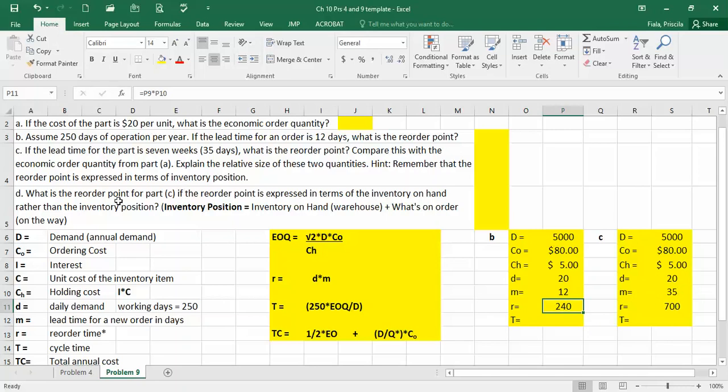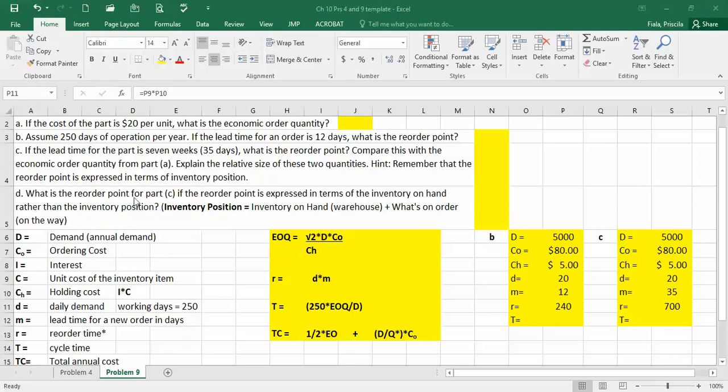And that's when part D comes in, and right here it tells you to explain the relative size of the two quantities. Hint, remember that the reorder point is expressed in terms of inventory position. Therefore, I added something here. What they mean by inventory position is they consider the inventory they have on hand, or in the warehouse, plus what's on order or on the way, or your economic order quantity. So your inventory on hand plus what is on the way.